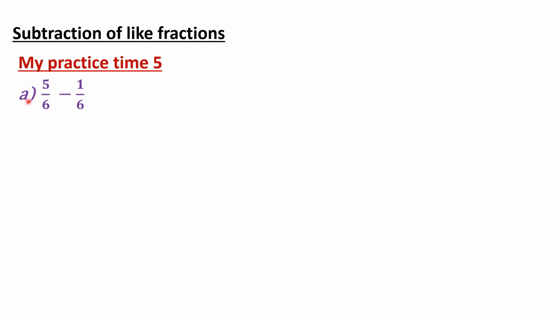So first one we are taking A. 5 by 6 minus 1 by 6. As you can see, the denominators are same, so this is a like fraction. In this case, children, we have to only operate the numerators. So we will only write the numerators 5 minus 1 and the denominator will be written as it is. So 5 minus 1 is 4 by 6. The denominator will come here and you can see the 4 by 6 can be reduced more to the simplest form. When we divide both by 2, we get 2 by 3 as the answer.